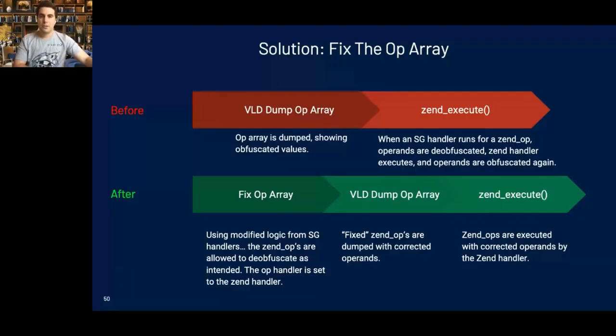So I ended up having to create 5 different modified opcode handlers, and they followed the same logic. Let the operands deobfuscate, set the handler to the proper handler, and then don't allow them to reobfuscate. And here's a snippet of my code in the VLD extension.